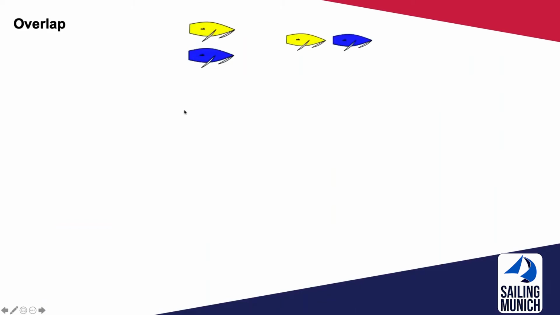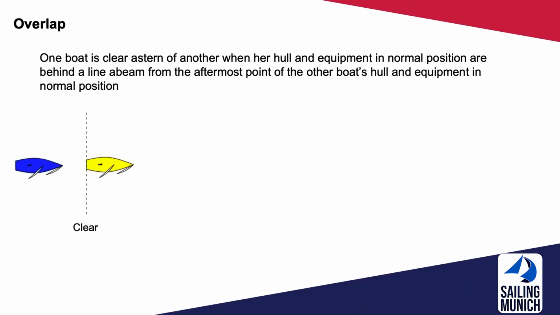So how do we decide, first of all, if boats are going to be overlapped? Hopefully you'll see this is not rocket science. Again, it's a defined term. We just look at the definition. So overlap. One boat is clear astern of another when her hull and equipment in normal position are behind a line of beam from the aftmost point of the other boat's hull and equipment in normal position. It's a bit of a mouthful, but hopefully you can see it's not as complicated as it potentially looks.